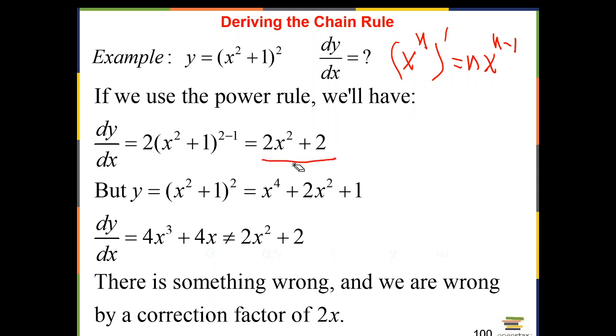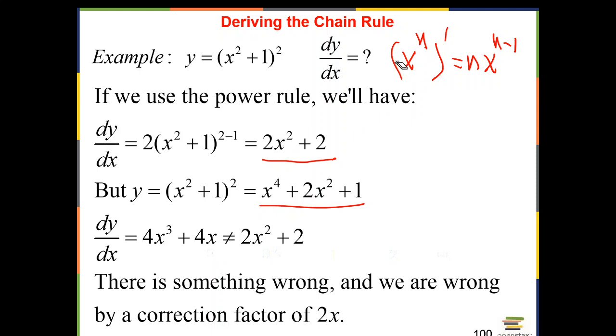Is this really the answer for the derivative of this? Well, let's see. Why don't we expand it, right? If we expand it, what do we get? This is squared, right? So expanded, we get x to the 4th plus 2 times x squared plus 1 squared. What's the derivative of this? Well, it's 4x to the 3rd plus 4x, which is not the same as what we got here.